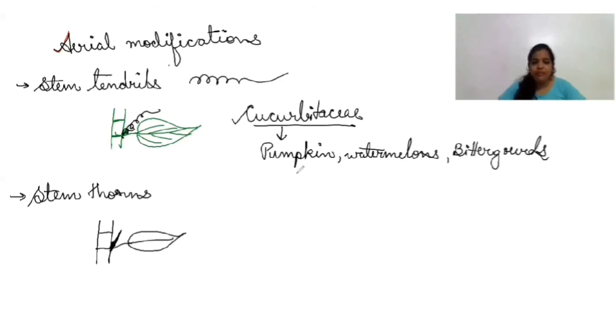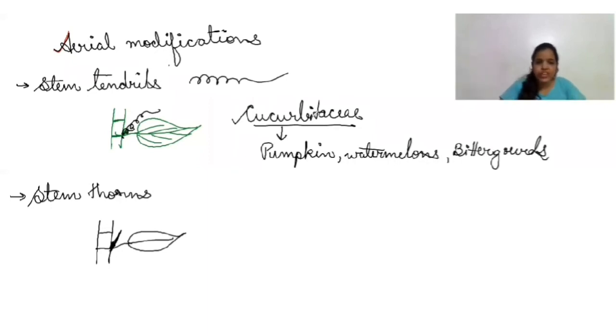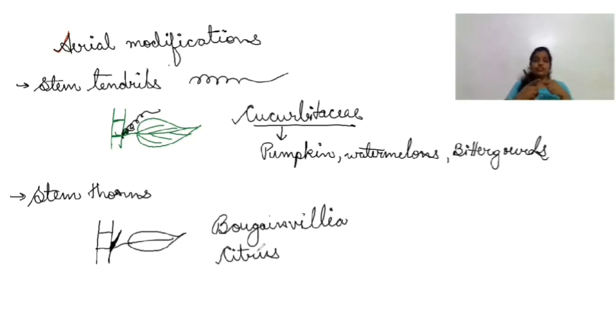Next, examples of these stem thorns you need to remember. Example number 1 is bougainvillea, and another one is citrus. They have thorns on them. The thorns are modifications of axillary buds, hence these are stem thorns.